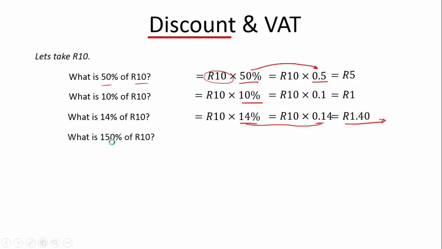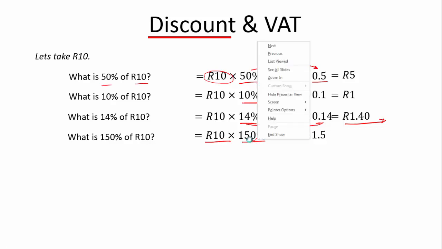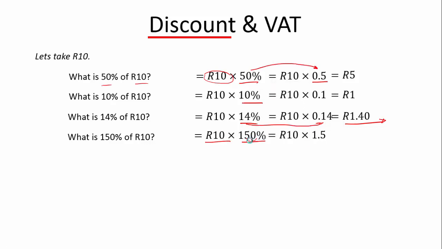What if I said what is 150% of 10 Rand? Let's do the same thing. 10 Rand times 150%. And now this is equal to 150. We move it 1, 2, and that's 1.5. 10 times 1.5 is 15 Rand. That works just as well.